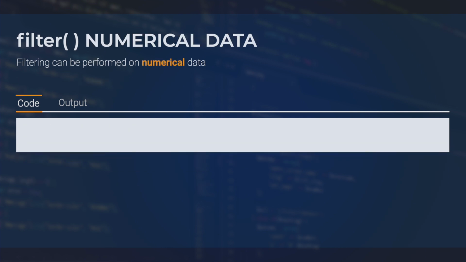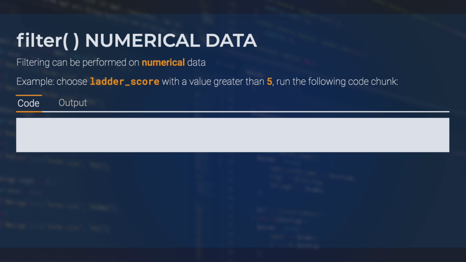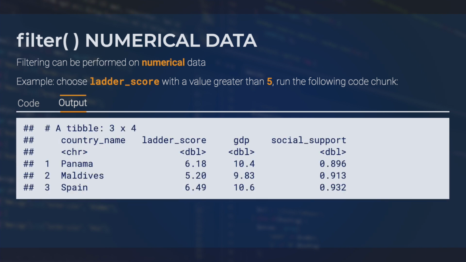The filter function can also be applied to numeric data. For example, if you wanted to just look at countries that have a higher than average happiness score, so a ladder score more than 5, you could run this code. We take our data frame, and then we pipe it into the filter function, where we then evaluate if the variable we enter is greater than this particular number. All the rows for which this is true are kept, and the remaining are discarded. We can see that all of these values are greater than our specified threshold, and only 3 of the 5 initial countries are retained in this new dataset.